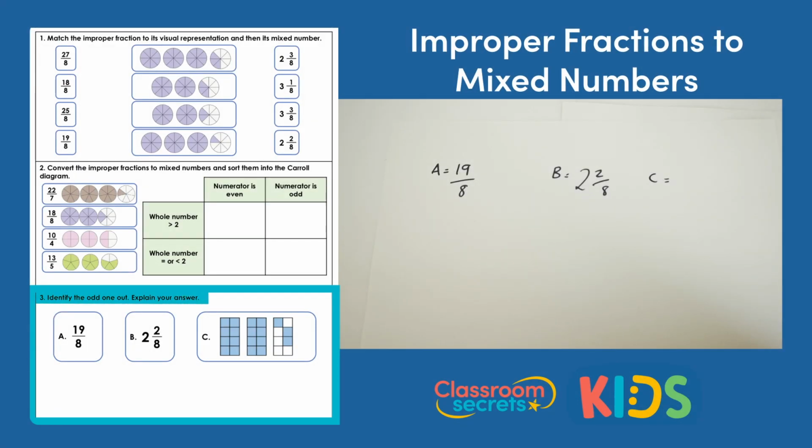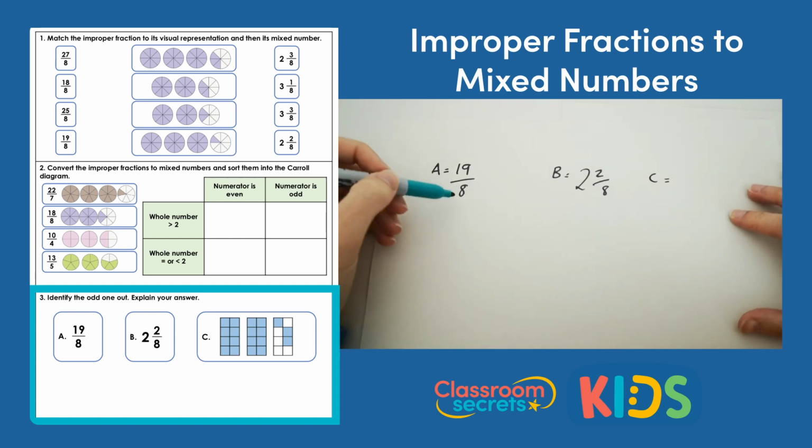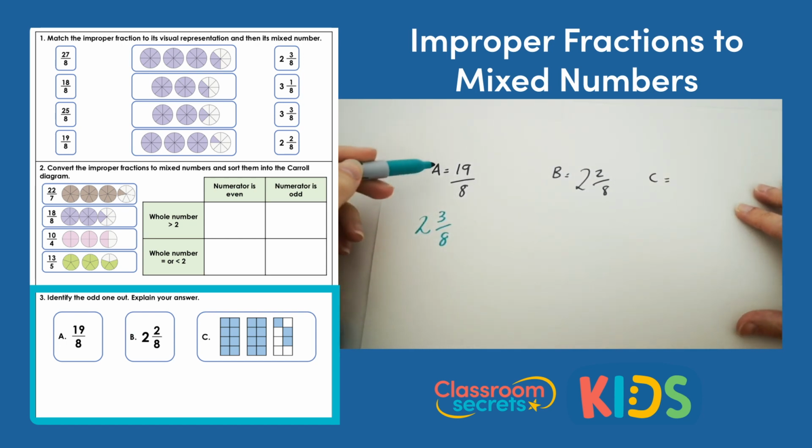Question 3. Identify the odd one out. Explain your answer. Then we've got an improper fraction, a mixed number, and on the sheet is an image of a fraction. So the step is improper fractions to mixed numbers. So the first thing we need to do is convert 19/8 into a mixed number. I know that 8 times 2 is going to give me 16, so that means I get 2 wholes. And then if I count what's left over, 16, 17, 18, 19, that gives me 3 eighths. So 19/8 is also equal to 2 and 3/8.